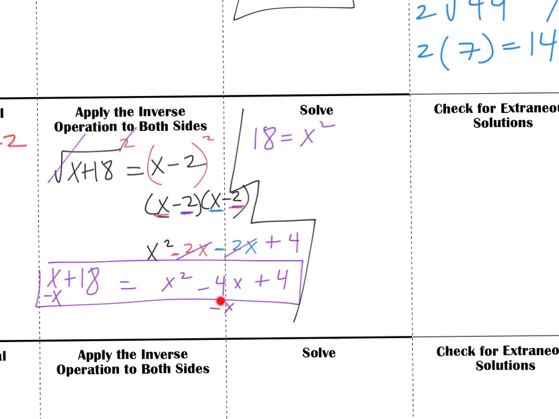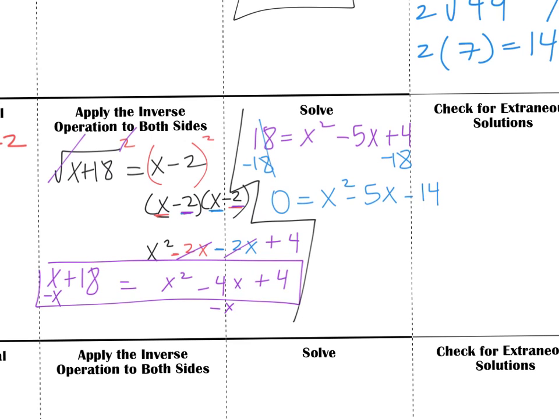Now negative 4x and minus x, that's negative 5x plus 4. Now again, you have to subtract 18 from both sides. So you end up having a 0 equals x squared minus 5x. Now 4 minus 18, that's negative 14. There you go.